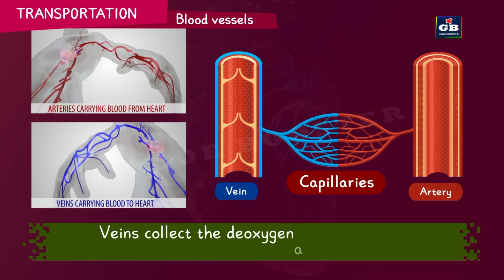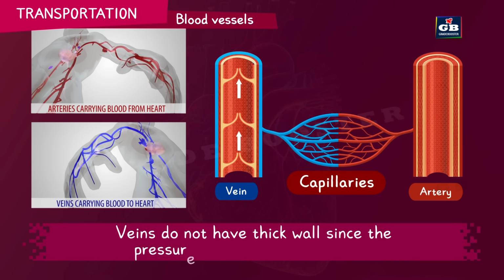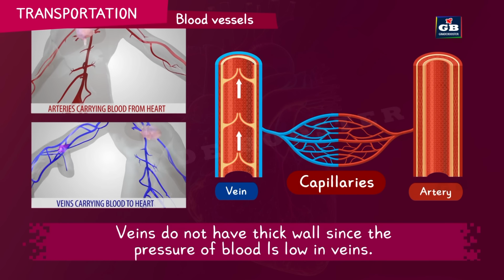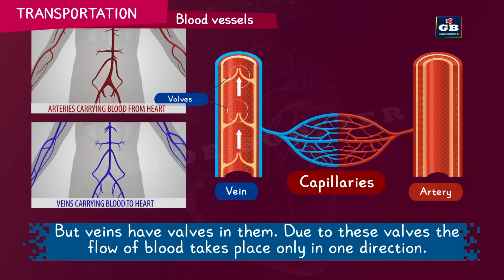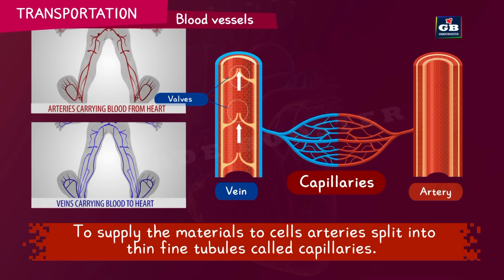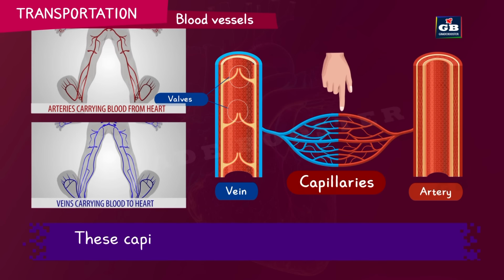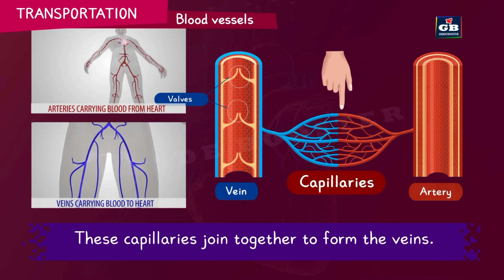Veins collect the deoxygenated blood from body parts and carry it to the heart. Veins do not have thick walls since the pressure of blood is low in veins. But veins have valves in them. Due to these valves, the flow of blood takes place only in one direction. To supply the materials to cells, arteries split into thin fine tubules called capillaries. The other ends of these capillaries join together again to form the veins.